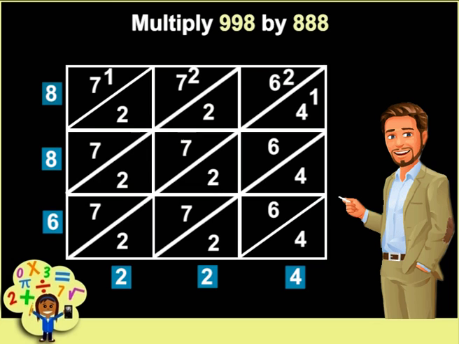886,224. When 998 is multiplied with 888, the answer is 886,224.